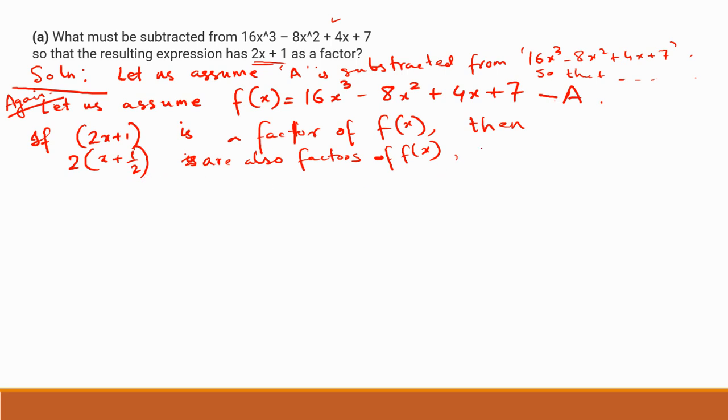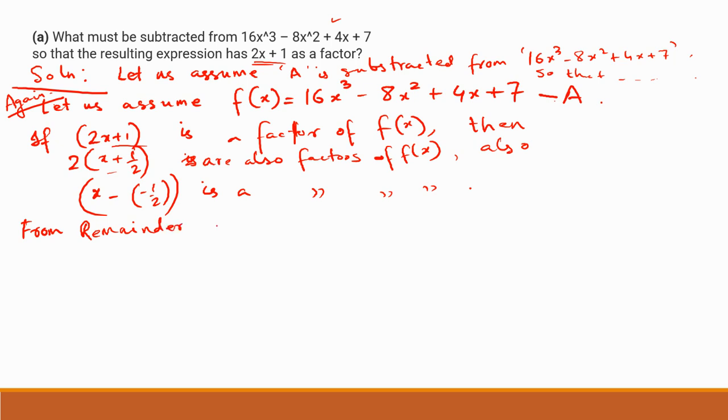factor of f(x). Also, x minus half is a factor of f(x), right? If this is a factor of f(x), then if you take 2 out, x plus half is a factor. These two are factors of f(x). Also, x minus this expression I just wrote out, x minus of minus half, this is also a factor of f(x), right? Now according to the problem, okay, then from the remainder theorem, what did the remainder theorem say?